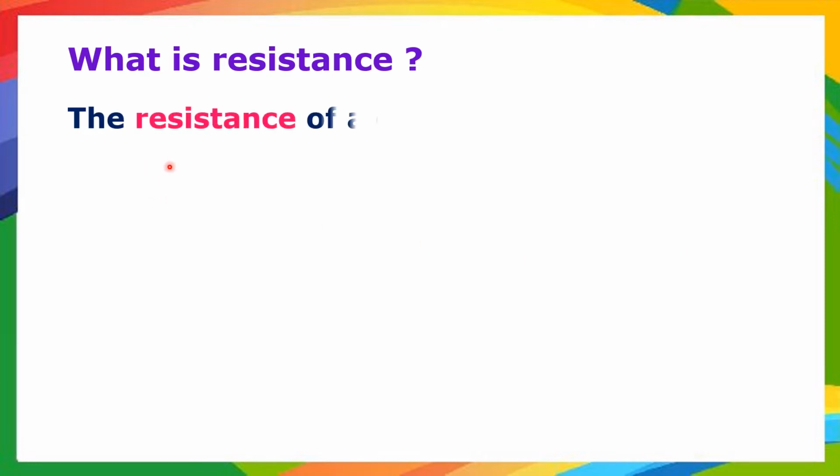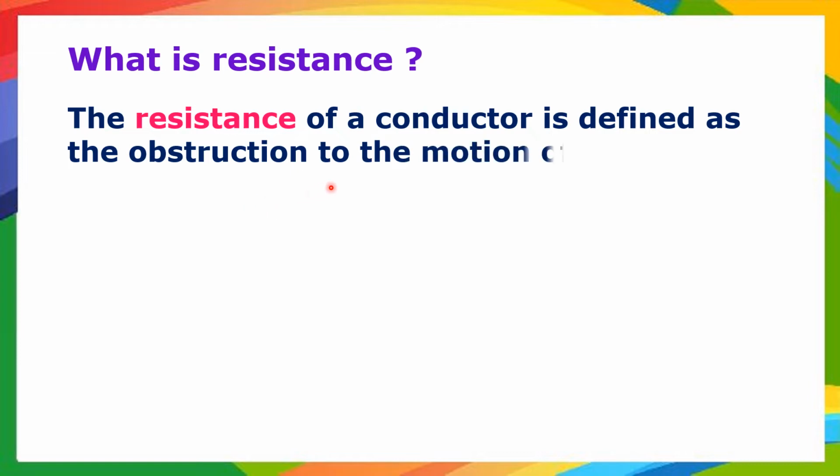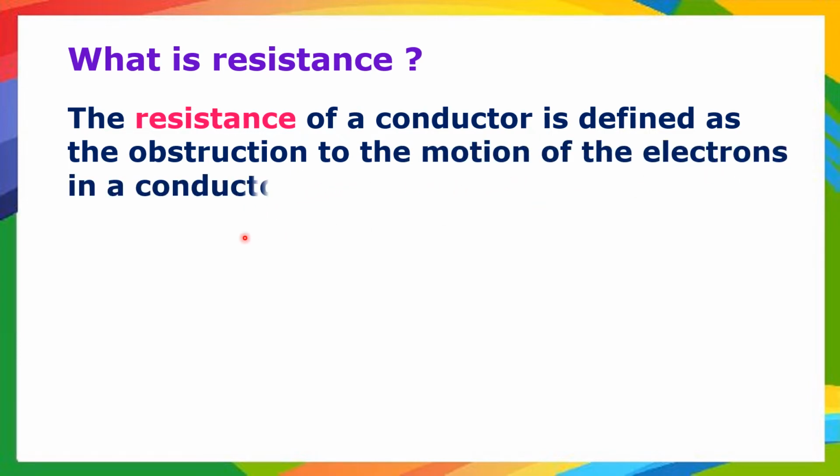Now, what is resistance? We know the current is nothing but the motion of free electrons in a conductor in a specified direction. So, the resistance of a conductor is defined as the obstruction to the motion of the electrons in a conductor. All the materials do not have the same amount of free electrons. So, they offer different resistances.